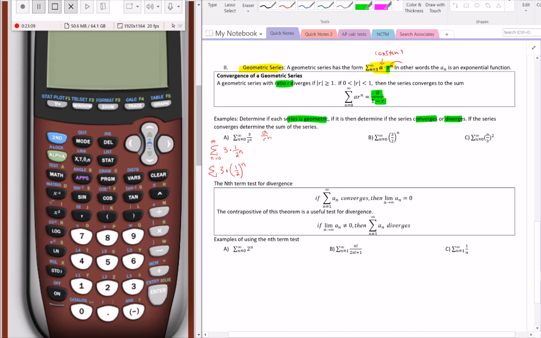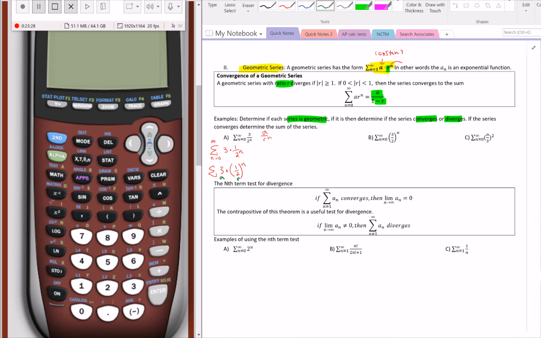This is properties of exponents. If I do 1 to the n, that's still just 1, and then that would be over 2 to the n. So it's an equivalent form. And then what you can see is that it is a geometric series. This is a, and this is r. So it is a geometric series.